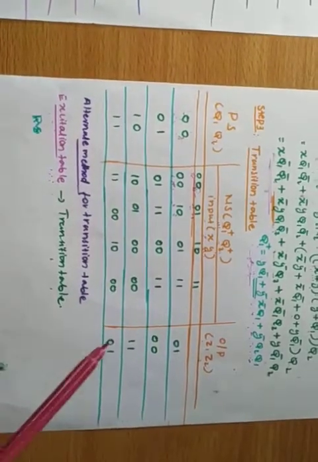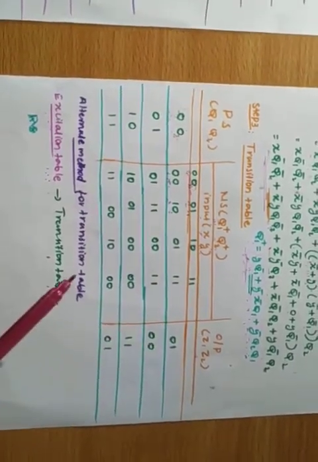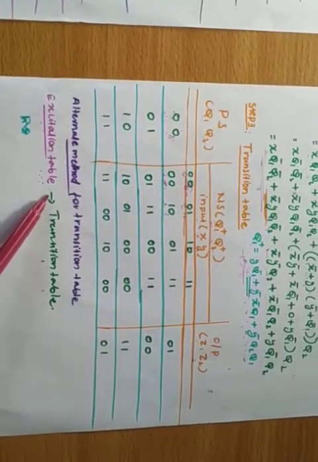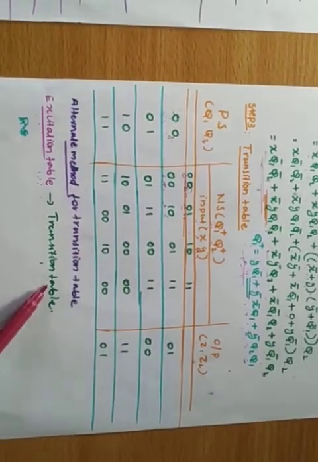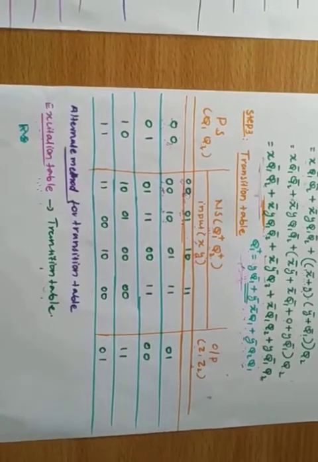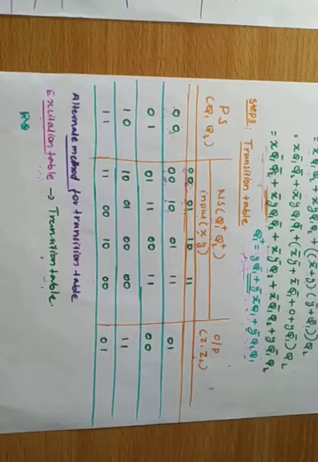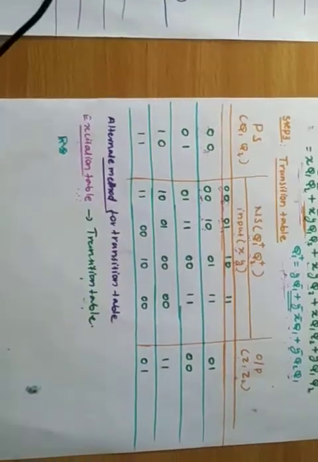So we discussed the transition table. There is one more method to find this transition table: you write the excitation table, and then from the excitation table we can find the transition table. This is another method that we will discuss in the lecture, and after that we will go to how to write the transition table.